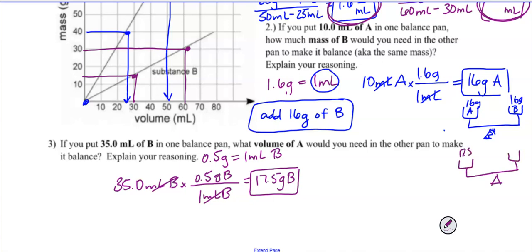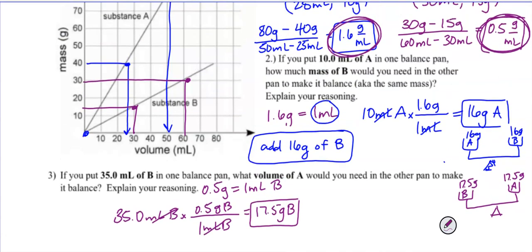So 17.5 grams of B, 17.5 grams of A. But it's not asking how much, it's not asking what mass, it's asking what volume. Yikes. Okay, I don't know what the volume is, but I do know my relationship of mass to volume. For every 1.6 grams of A, it will be 1 milliliter.